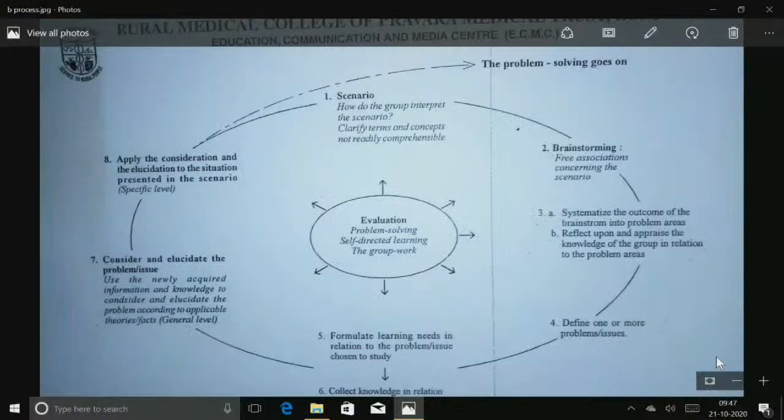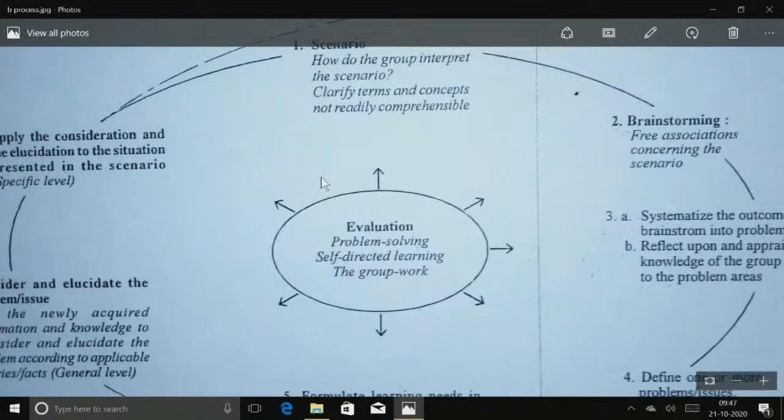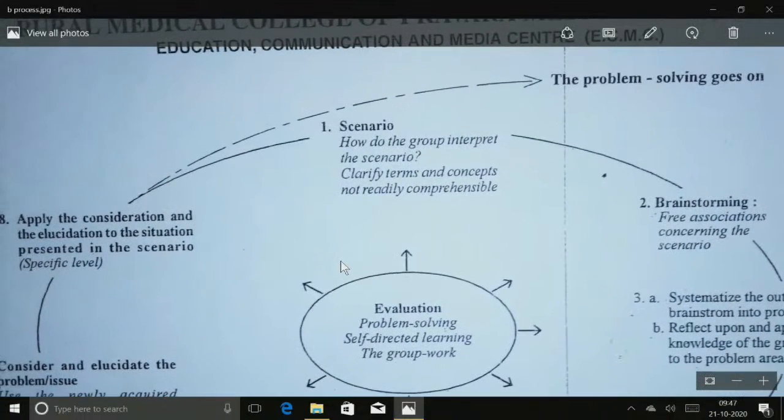Again, for what they don't know about, they will have to approach different sources like the internet or library or other resource materials and find out the solutions that can be applied to that particular scenario. So the cycle is, number 1, the first step is the scenario.